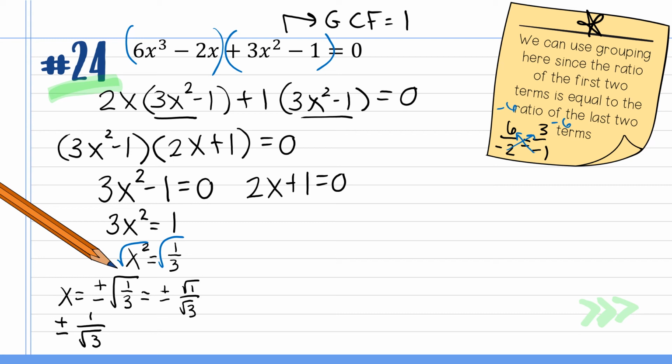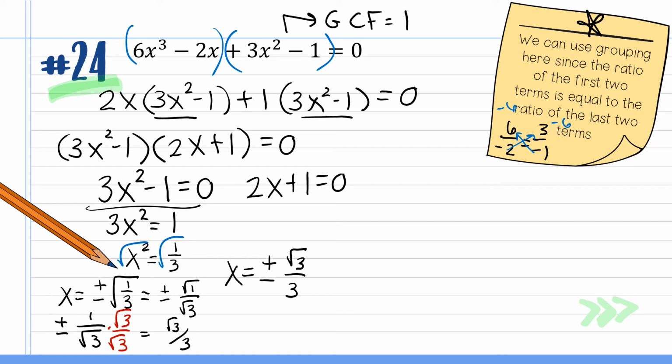But remember from earlier, big problem, not allowed to have a radical in the denominator, so we're going to go ahead and rationalize. We're going to do that by multiplying by root 3 over root 3. So this would become 1 times root 3 is just the square root of 3, over root 3 times root 3 would be the square root of 9, or 3. So this equation, 3x squared minus 1, gives us the solution x equals plus or minus root 3 over 3.